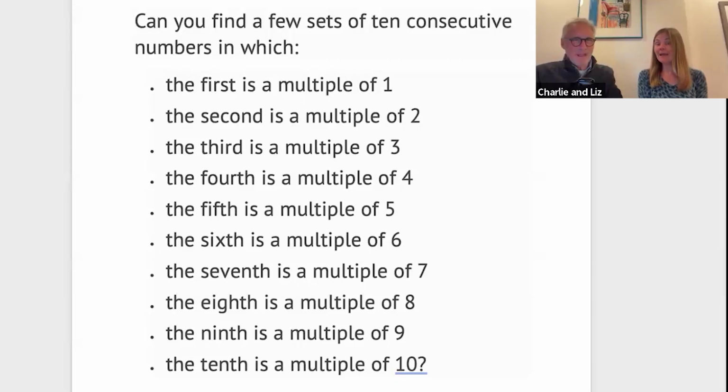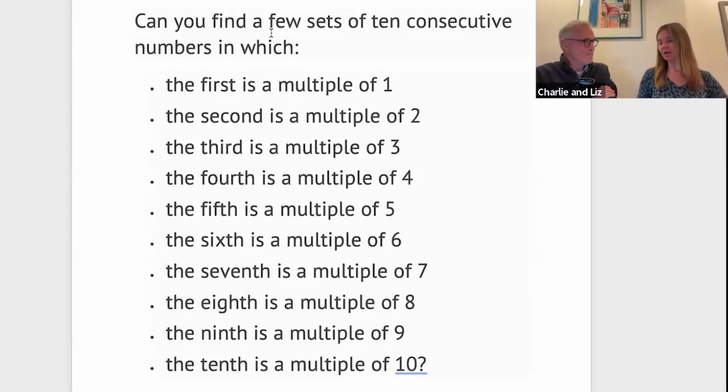Yes. I guess we would like to draw your attention to the fact that it's asking for a few sets, but that's a brilliant place to start. The reason we're asking for a few sets is that we thought some of you might come up with 1 to 10. So, sorry to spoil your fun. But perhaps we should move on.